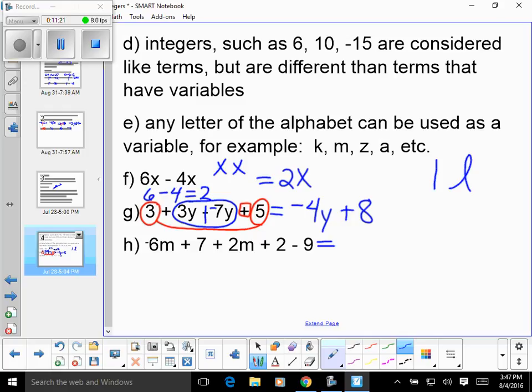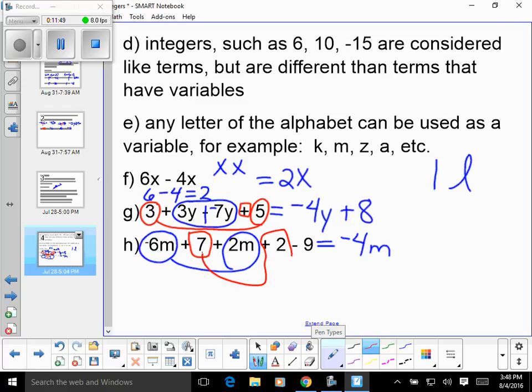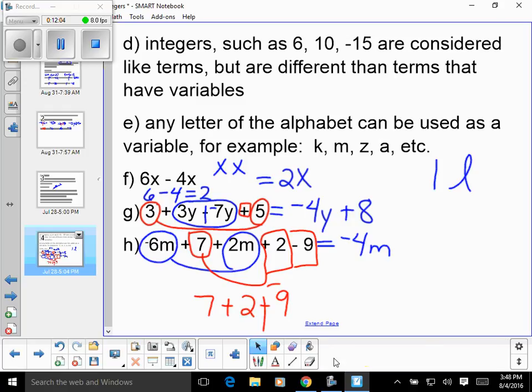Okay, a little more challenging. First, I'm going to take these two together. Negative 6m plus 2m. That will be negative 4m. Now, I'm going to pull out the other terms. I have a positive 7 plus a positive 2 minus a 9. So what I really have is 7 plus 2 minus 9. Add the opposite. So 7 plus 2 is 9, plus negative 9 ends up being 0, and I don't even have to write that.